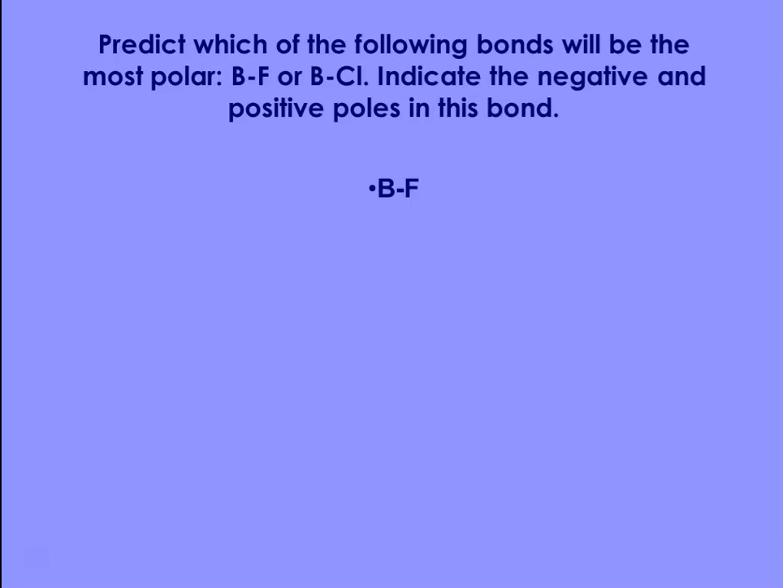Your negative pole would be the element that's the more electronegative one, which would be fluorine. So boron is the most positive. A couple other ways you can write this. You could draw an arrow pointing towards fluorine, showing that fluorine is your more electronegative atom. Or you can do the partial positive or partial negative.